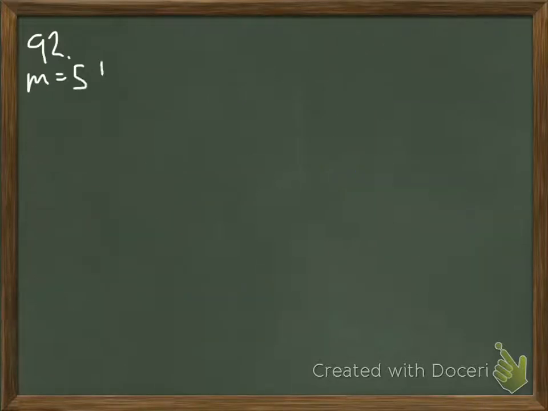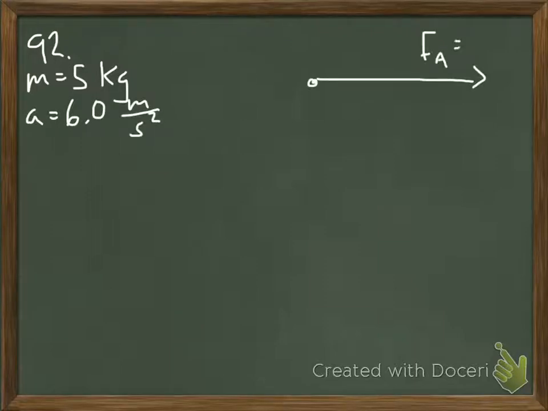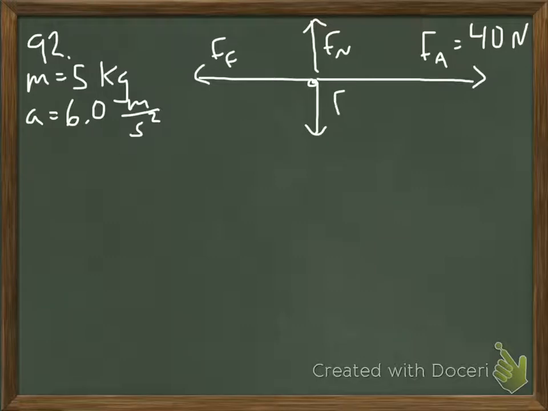Number 92, we're given a block on a horizontal surface. The mass of the block is given, and the acceleration of the block is given. Let's take a look at our free body diagram. It should look familiar by now. We have an applied force, the force of friction, the normal force, and the force of gravity. So we have unbalanced forces here because there is an acceleration. The forces are not balanced.